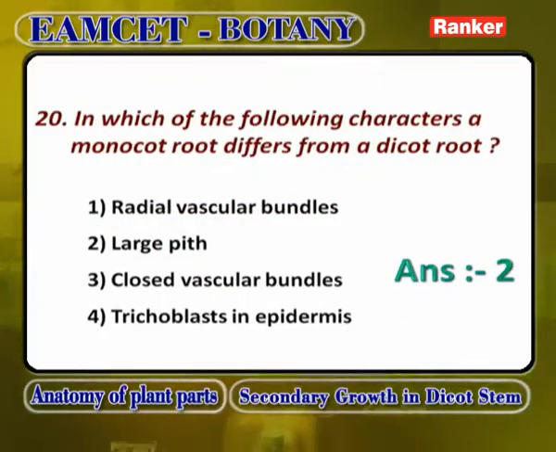In which of the following characters does a monocot root differ from a dicot root? What is the basic difference between monocot root and dicot root? Radial vascular bundles, closed vascular bundles, everything is same. Trichoblasts are present in the epidermis in both. Large pith: if a large medulla is present, that is monocot root. If the medulla is crushed or absent or reduced, it is dicot root. So, answer is 2.